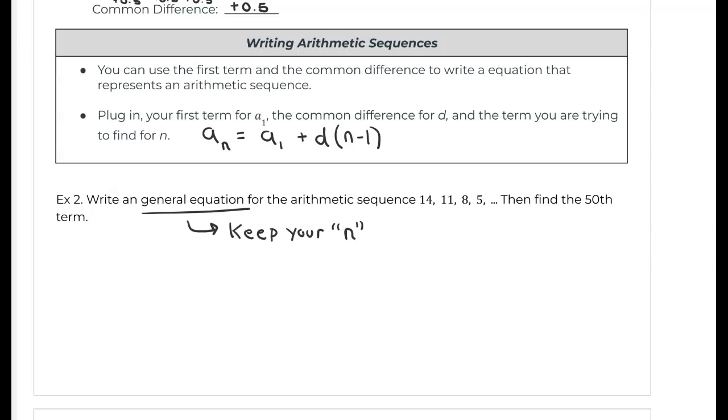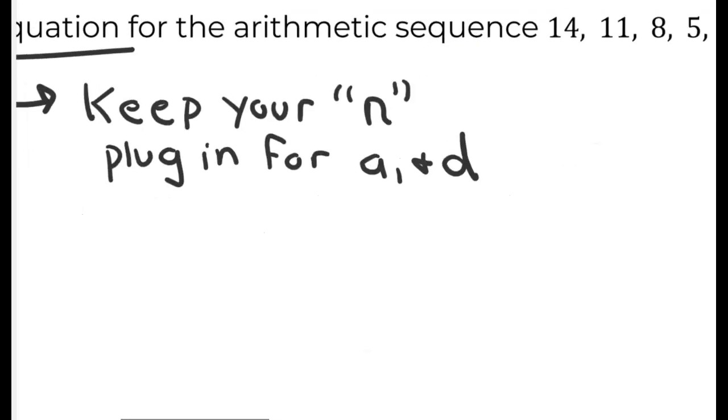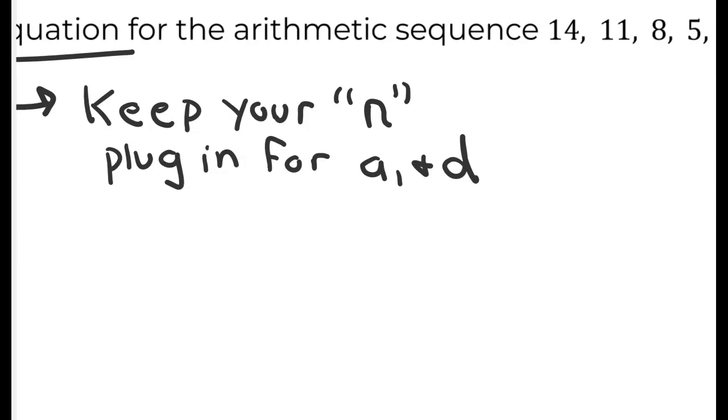So we're just going to plug in something for A of 1 and D to start. That's what it means when it wants us to find a general equation. Keep your n. Anywhere you see your n's, you're keeping them. You're just plugging in something for A of 1 and D.